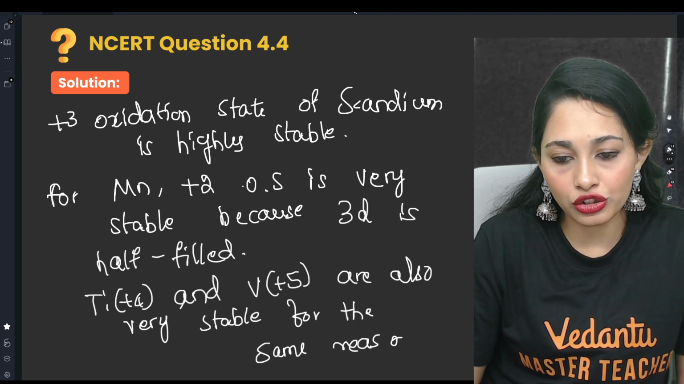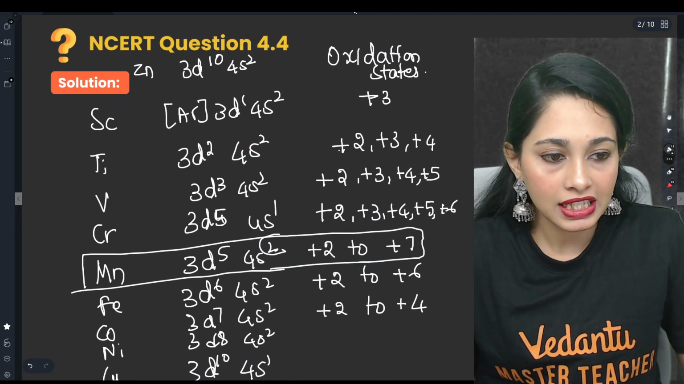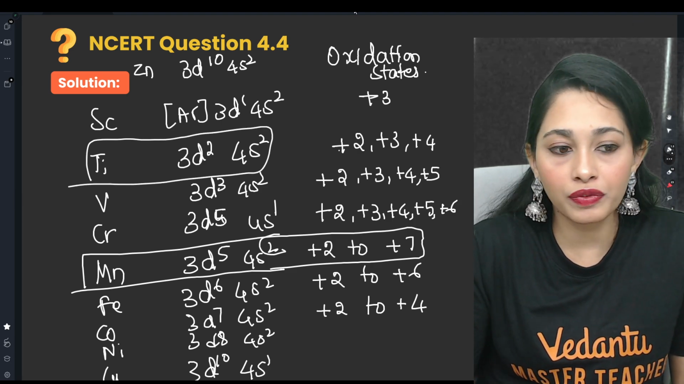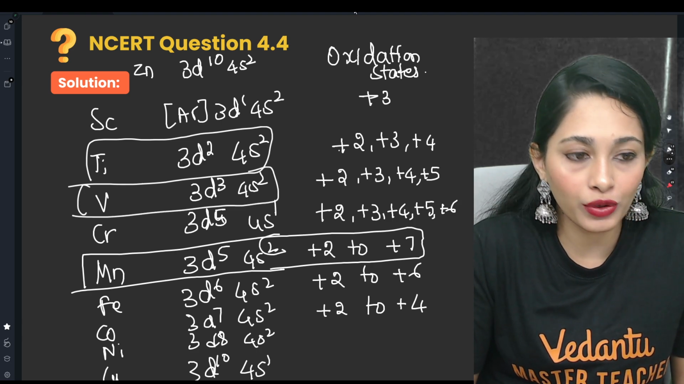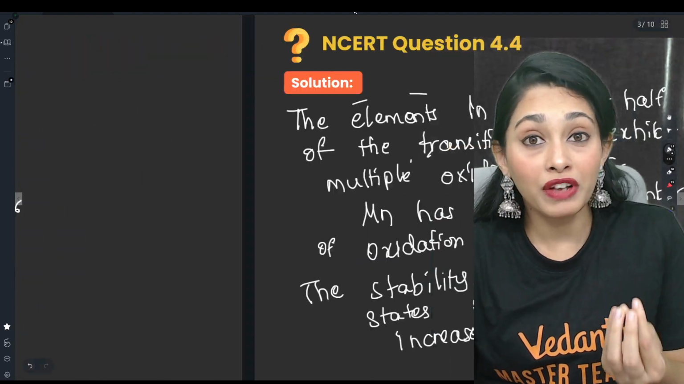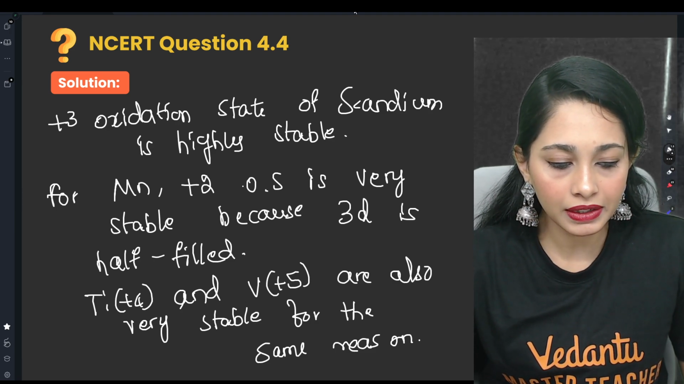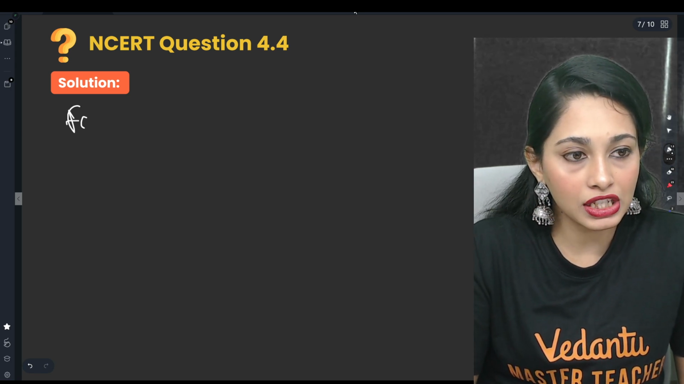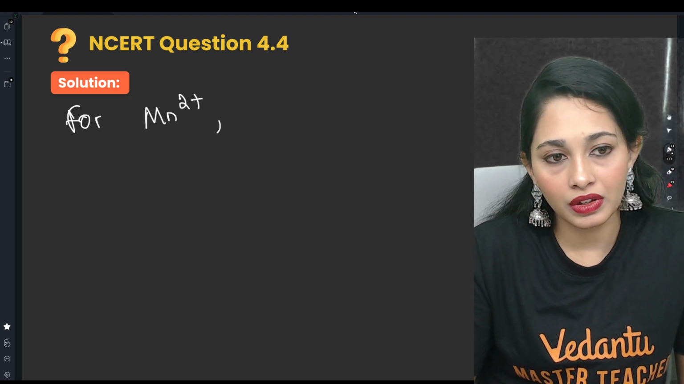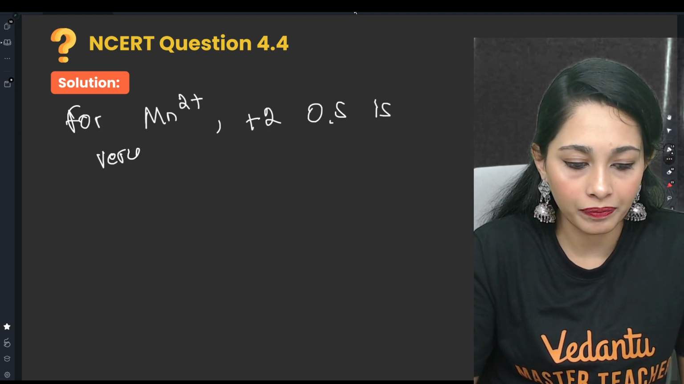If we see the electronic configuration, let me go back. Titanium +4 attains the argon configuration, and vanadium +5 also attains the argon configuration. Noble gas configuration means it's very, very stable. So for manganese 2+, the +2 oxidation state is very stable.